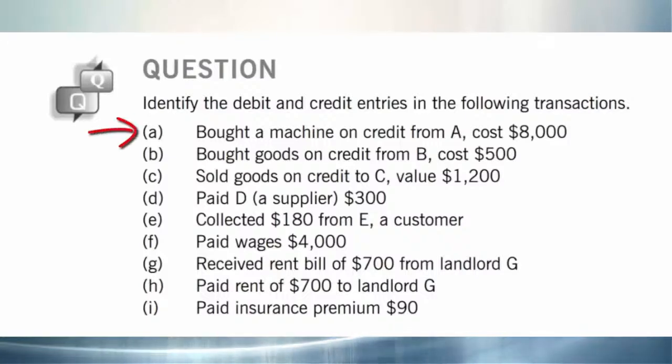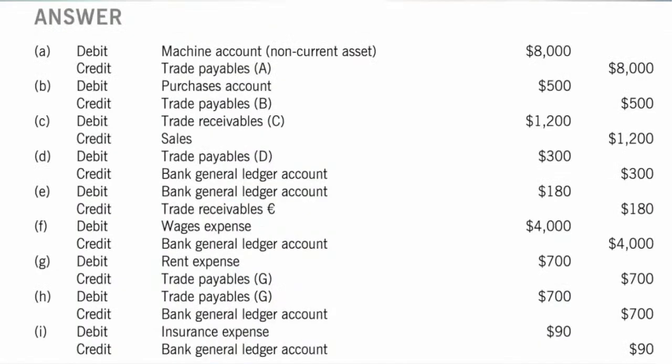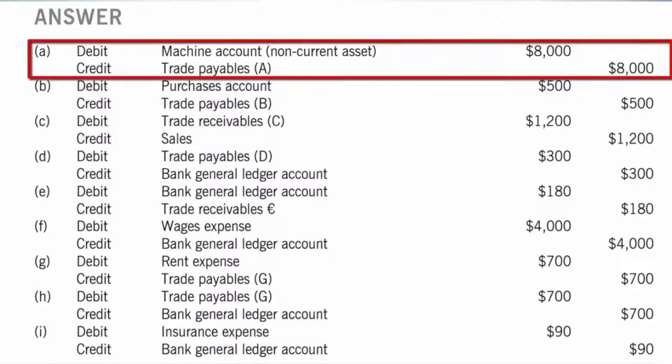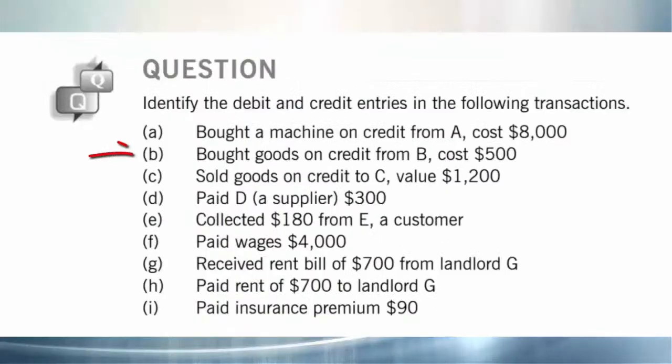Transaction A. Bought a machine on credit from A. Cost $8,000. Explanation. The business now owns the machine, which is a non-current asset. Assets increase with a debit entry, so we debit the machine account. However, the business hasn't paid for the machine yet. It owes the supplier A. This increases the business's liabilities, recorded with a credit entry in the trade payables account A. Entry. Debit machine account for $8,000. Credit trade payables account A for $8,000.